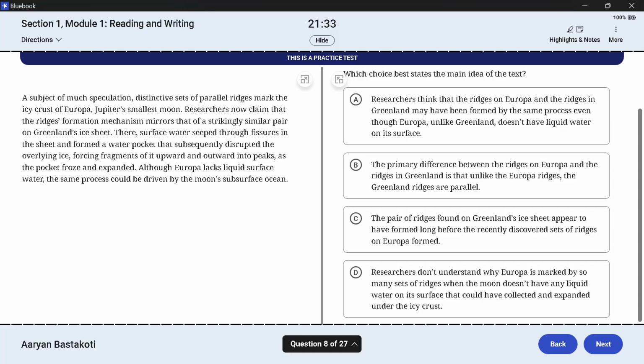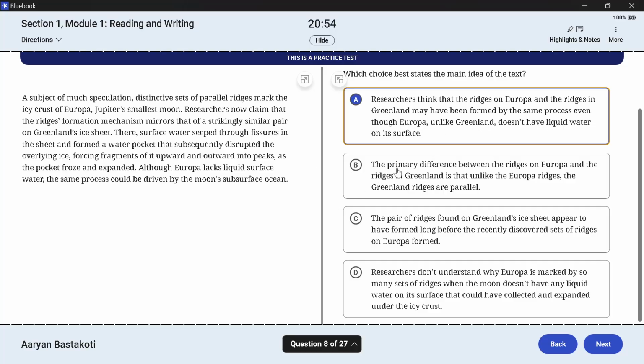Okay, we are talking about Europa, and the ice sheet mechanism seems similar to that of Greenland, that is, on Earth. And although Europa lacks liquid surface water, the same process could be driven by the moon's subsurface ocean. So this is describing a process, and although the process requires this subsurface water, yeah, this can be possible in Europa. That is what the researchers are saying. So researchers think that the ridges on Europa and the ridges in Greenland may have been formed by the same process, even though Europa, unlike Greenland, doesn't have liquid surface water. This is exactly the question.